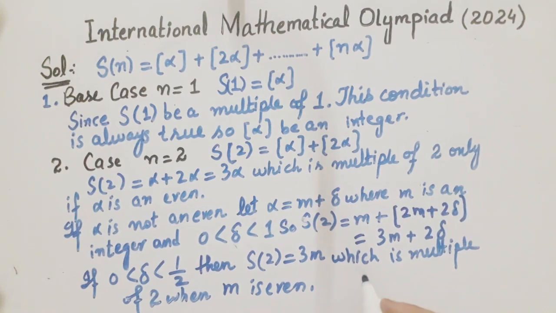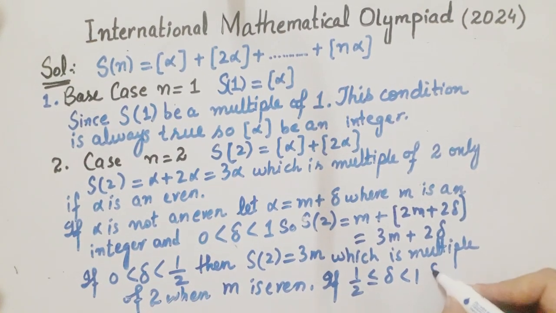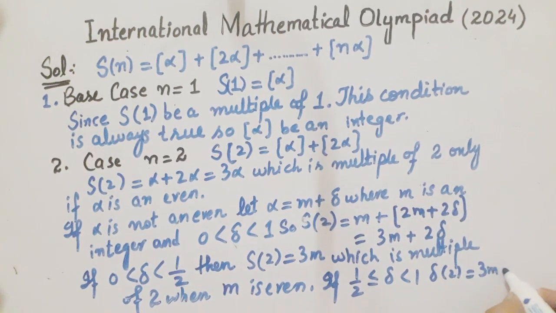But if 1 by 2 is less than or equal to epsilon and epsilon is less than 1, because epsilon is between 0 and 1, this condition is also possible. So in this case, we have S of 2 equal to 3m plus 1. So 3m plus 1 is not a multiple of 2.